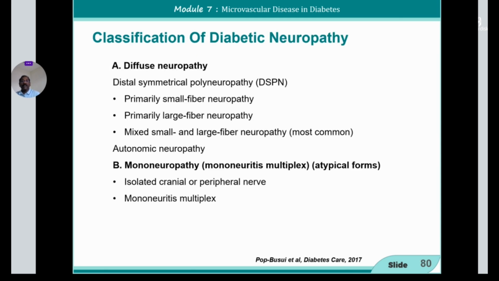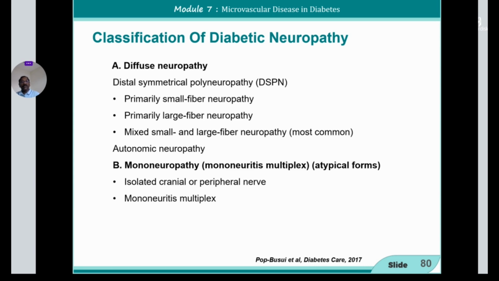If you classify diabetic neuropathy, there are different types of neuropathies, and the most important group is the diffuse neuropathy. It is the distal symmetrical polyneuropathy. That is the commonest form of neuropathy we often see in diabetic individuals. It may be a small fiber neuropathy or a large fiber neuropathy, and the most common is a mixed small and large fiber neuropathy. Clinically, we may not differentiate whether it is small fiber or large fiber.